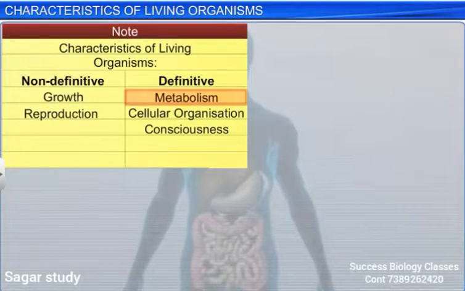Thus, we can say that metabolism, cellular organization, and consciousness are the three definitive characteristics of living organisms.